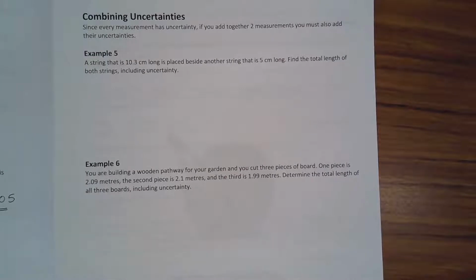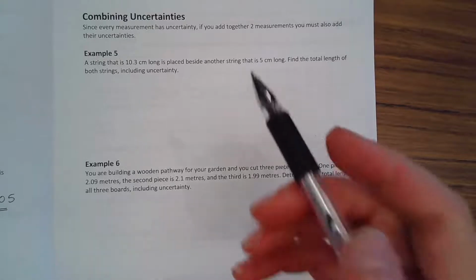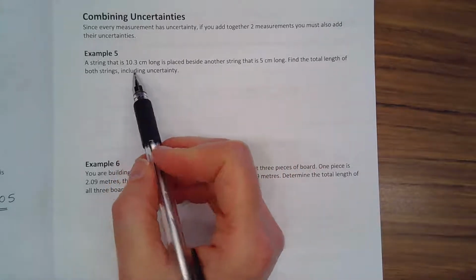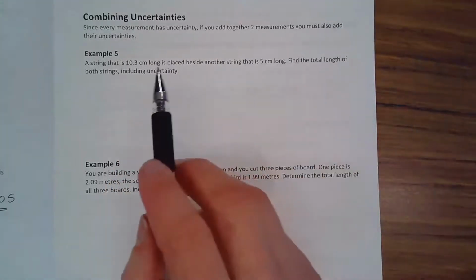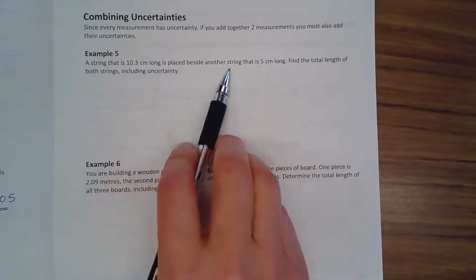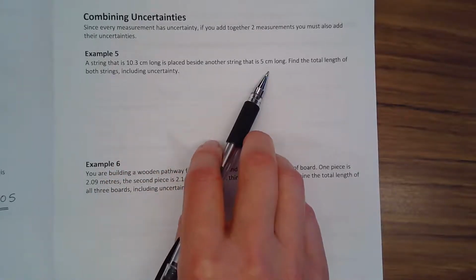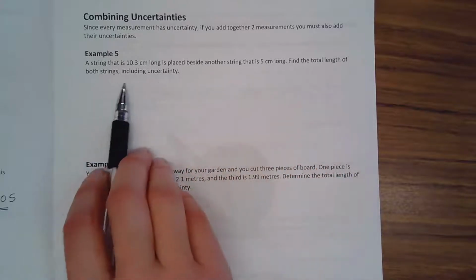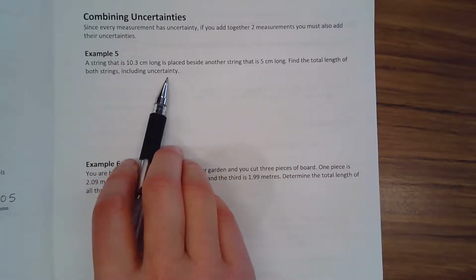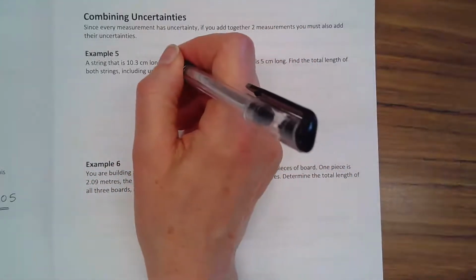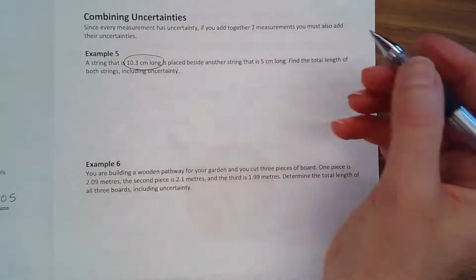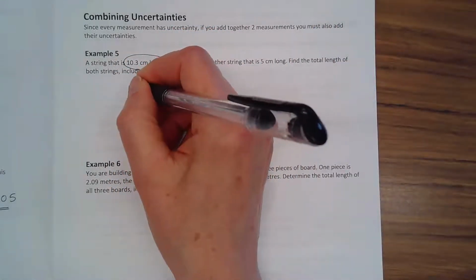If we look at this application question next, I'm on page 11, since every measurement has uncertainty, if you add together 2 measurements, you must also add together their uncertainties. So let's take a look at that. A string that is 10.3 centimeters long is placed beside another string that is 5 centimeters long. Find the total length of both strings, including uncertainty. Okay, so let's take a look at this measurement. So the measurement is 10.3.